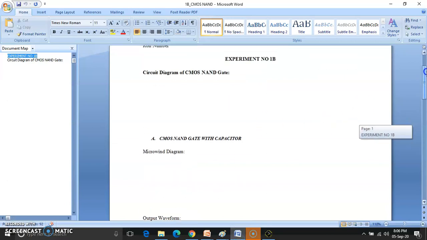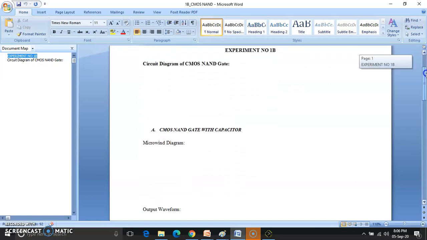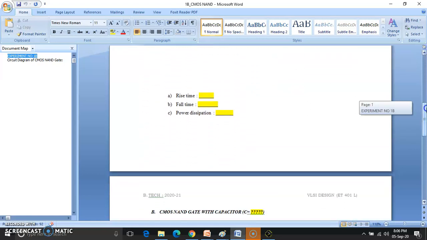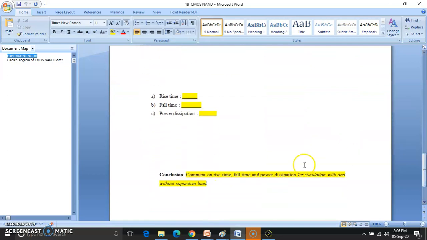So this is the circuit, or this is the experiment with capacitor, without capacitor, and this is the waveform and the comment on rise and fall time. So thank you. In this way you need to implement.